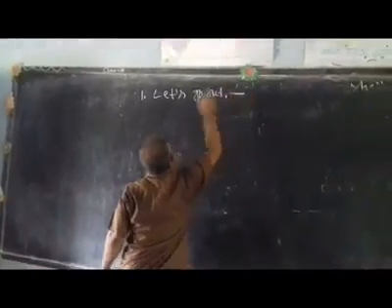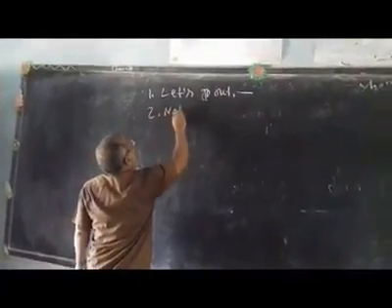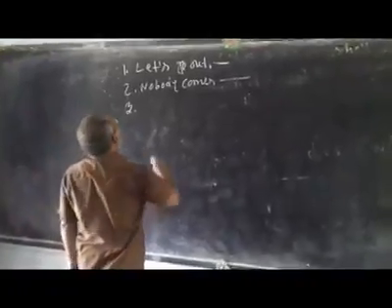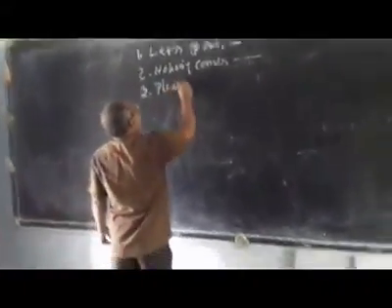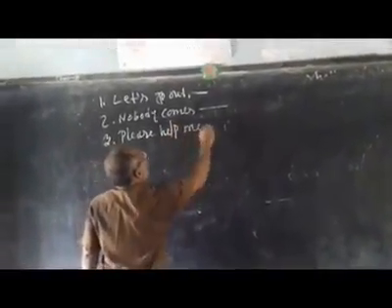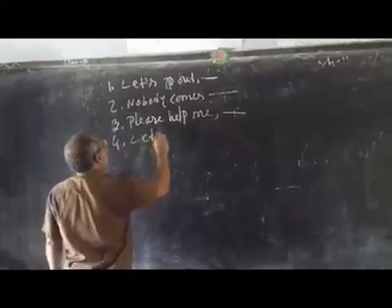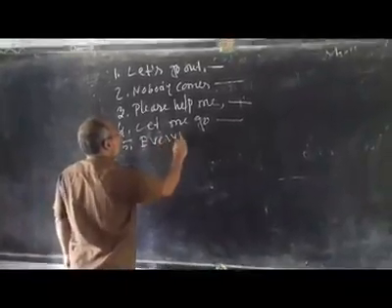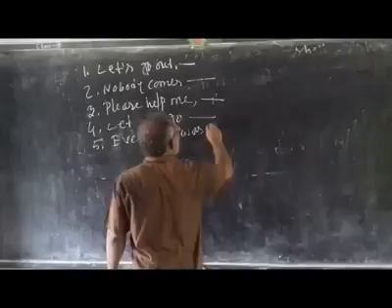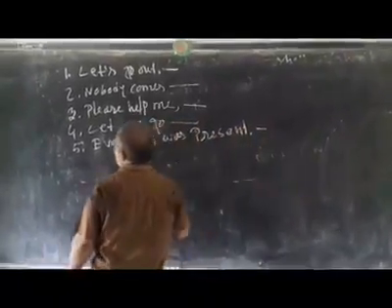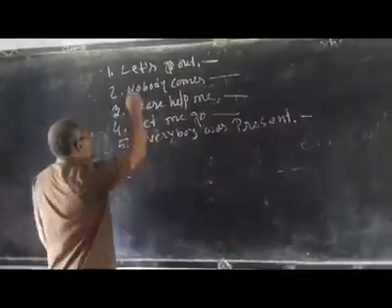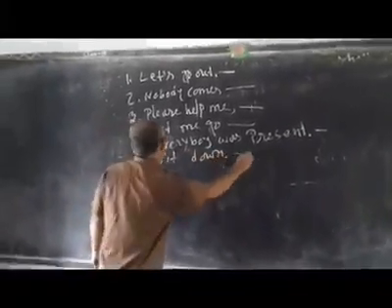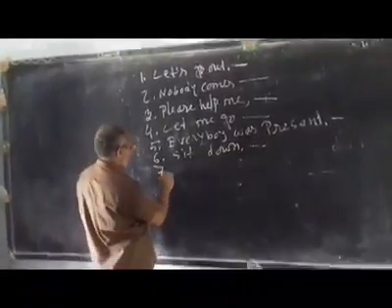Let's go out. Number 2, nobody comes. Number 3, please help. Please help me. Number 4, let me go. Number 5, everybody was present. Everybody was present. Number 6, sit down, sit down. Number 7, the Padma is a big river.